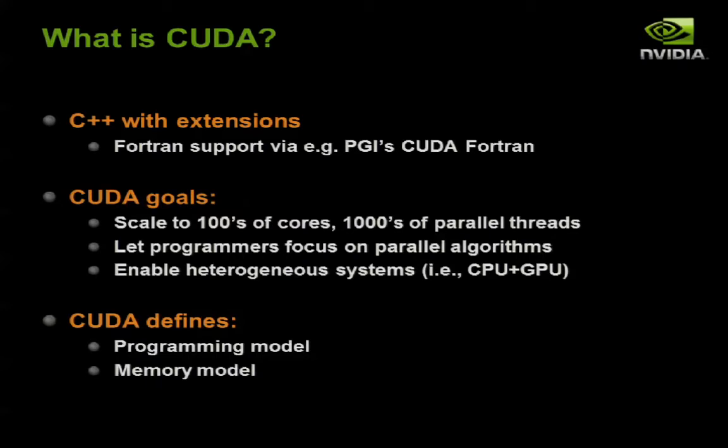The goal of CUDA is to scale to hundreds and thousands of threads, but without having to worry too much about the details of how these threads interact with each other. So the developer is still focusing on a sequential program that they're writing. And as I said, CUDA defines not only the programming model, but also some of the architectural concepts, like the actual memory model.